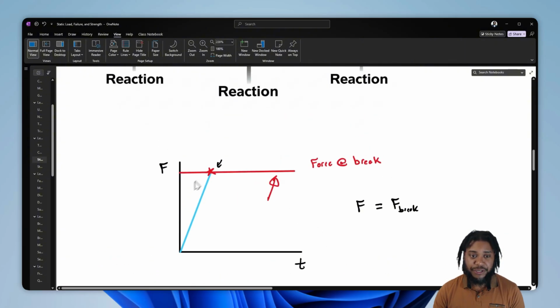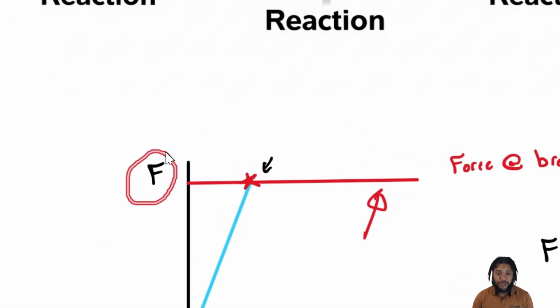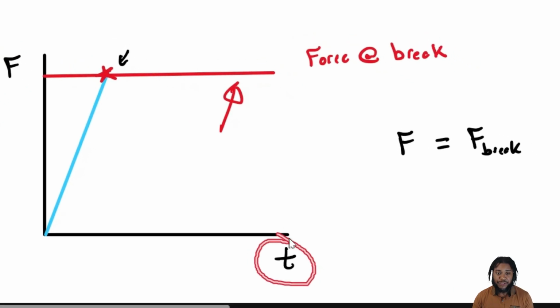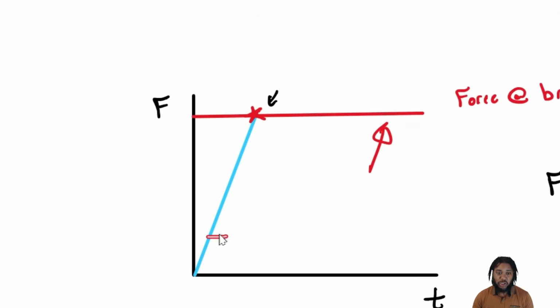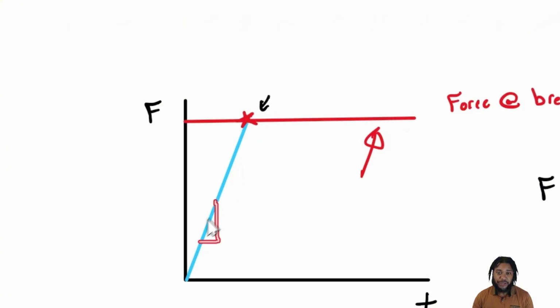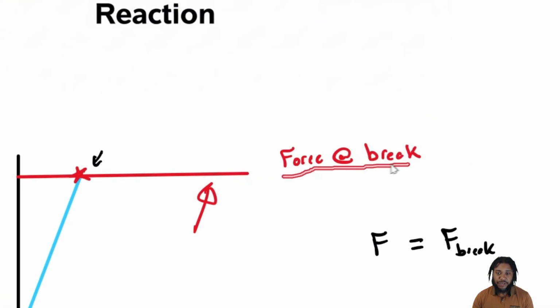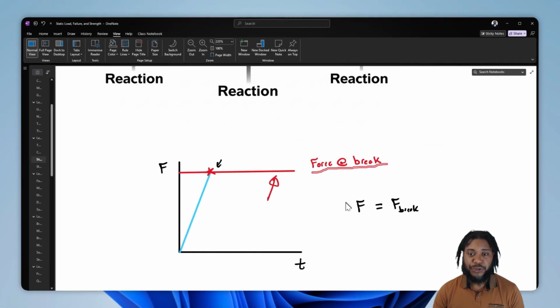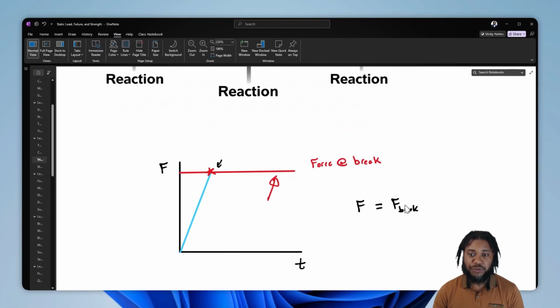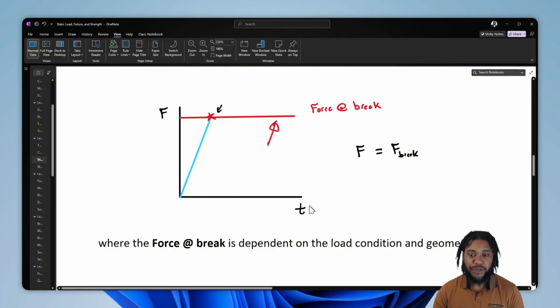That can be illustrated as follows, where we have the force on the y-axis, time on the x-axis, and we slowly increase our load until we reach the point that force at break occurs, where the force is equal to the force at break.